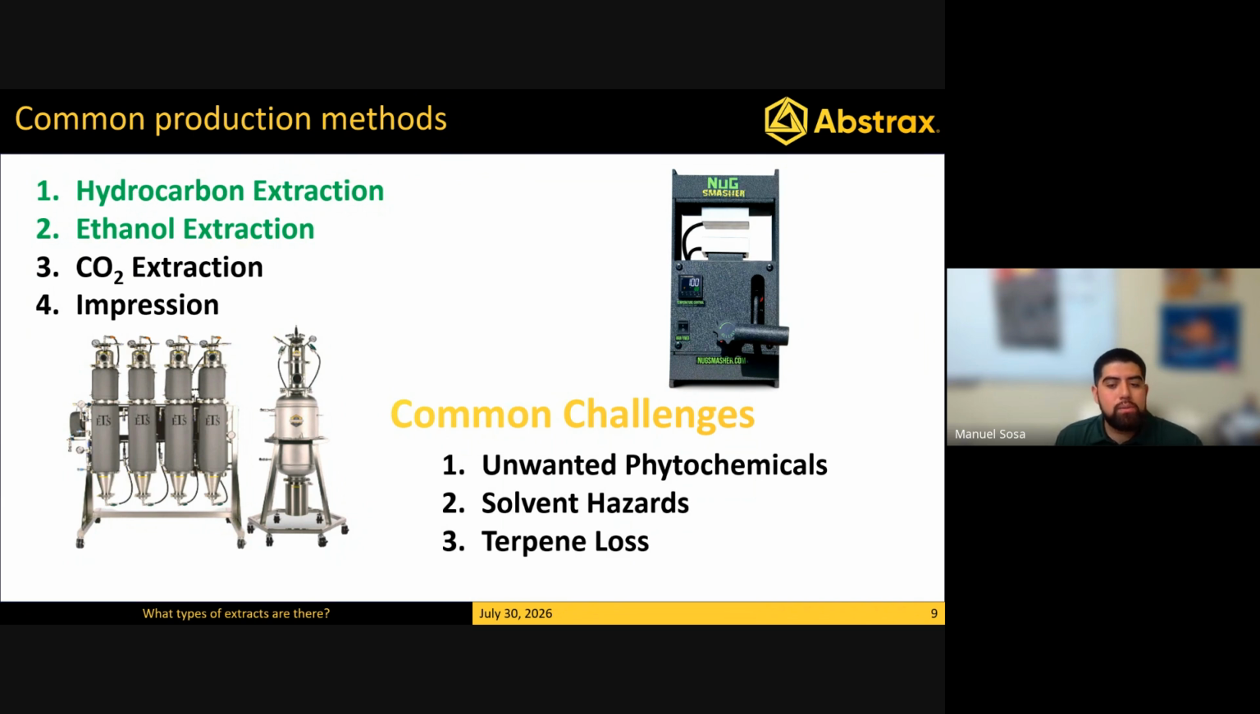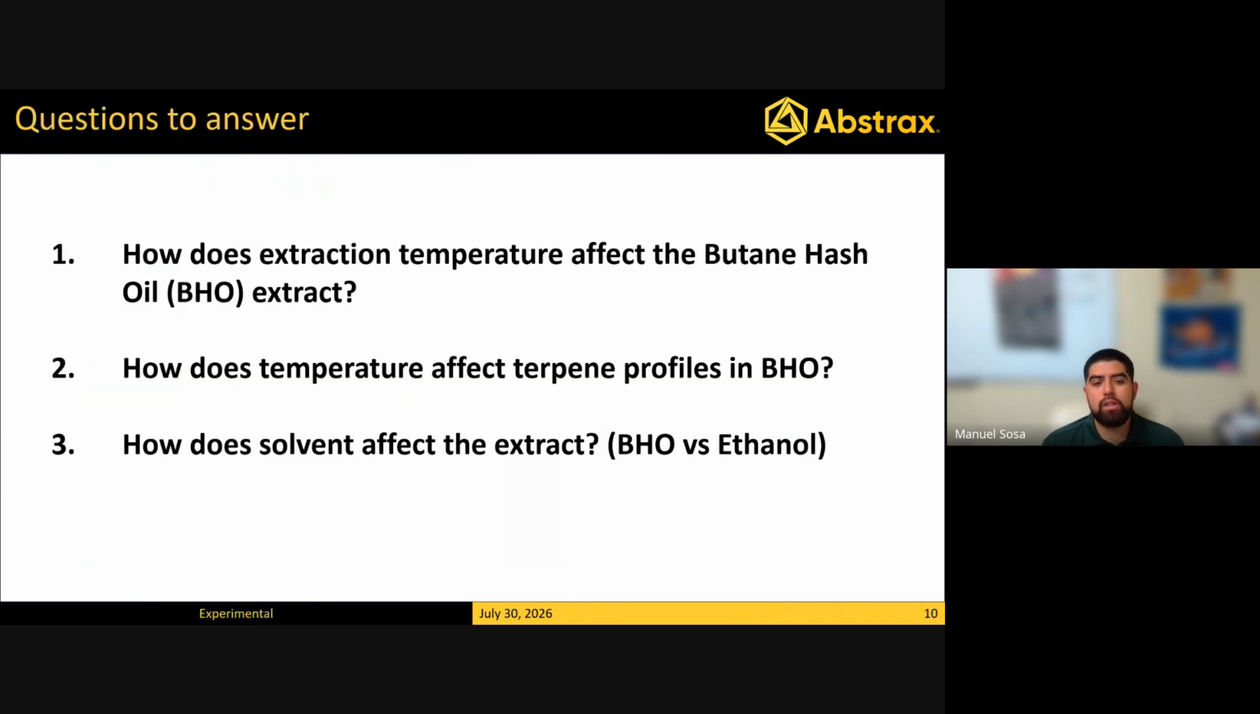But there are common challenges when it comes to any of these. You have unwanted phytochemicals that still pass through. You have solvent hazards. Hydrocarbon extraction is very dangerous, so you need to be very safe about it. And you have terpene loss, right? Terpenes, you want to preserve them depending on your final product, to keep all the aroma and flavor. The questions we are going to be answering today are: how does extraction temperature affect butane hash oil? How does temperature affect terpene profiles in butane hash oil? And how does solvent affect the extract, looking at butane hash oil versus an ethanol extract?